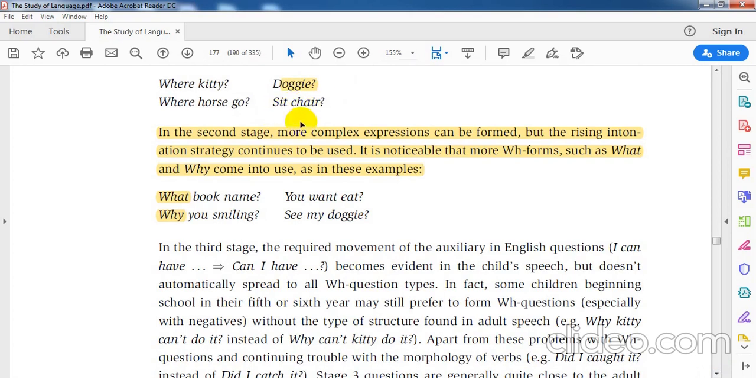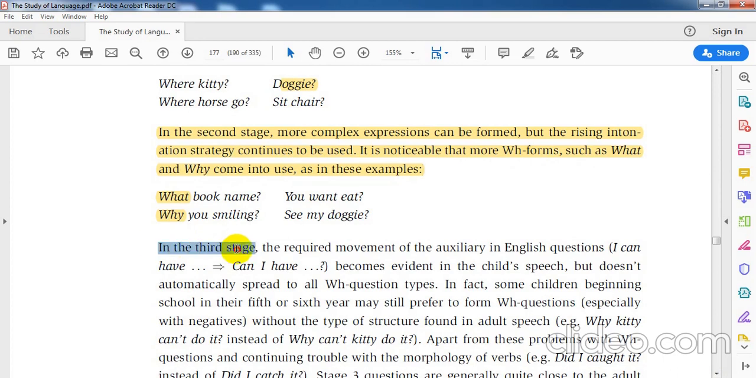sit chair. Okay, so now more complex, again back to the second stage, more complex expressions can be formed, but the rising intonation strategy continues to be used. As I said, it is noticeable that more WH question forms such as what and why come into use. Those are the examples that you can see here.